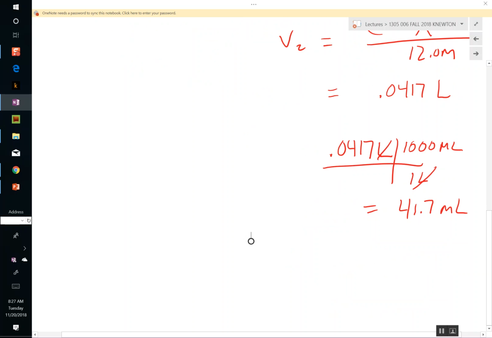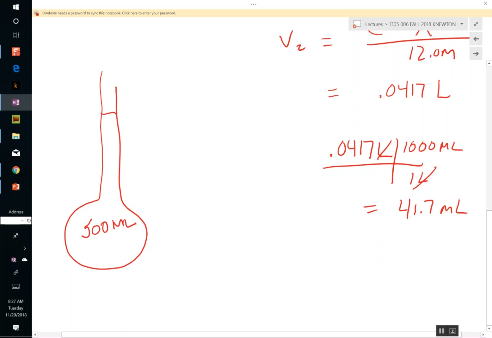So how am I going to make this solution? What's the final volume of this dilution? What's the total volume of the dilution? 500 milliliters. So I would go get a 500 milliliter volumetric flask. I would go get a graduated cylinder, and in this case a 50 milliliter graduated cylinder. And I would fill it up right here to 41.7 milliliters of concentrated hydrochloric acid.